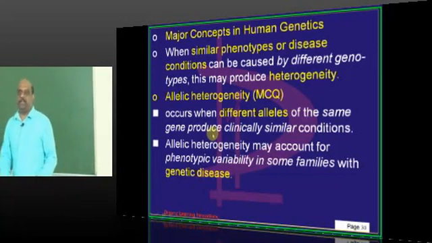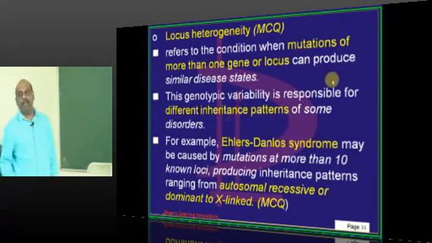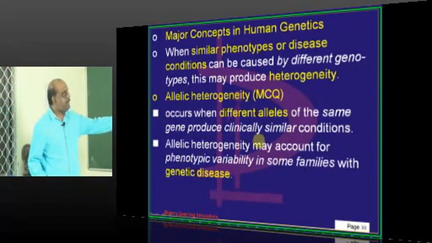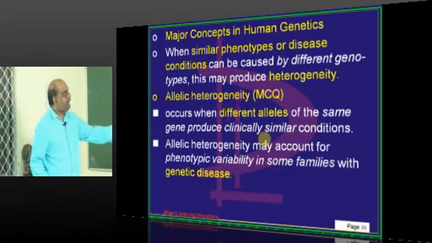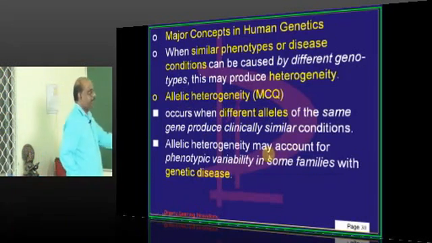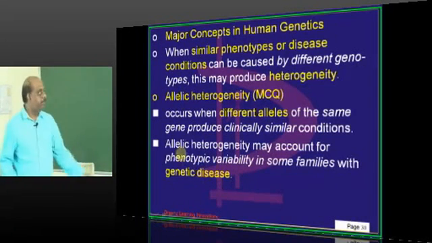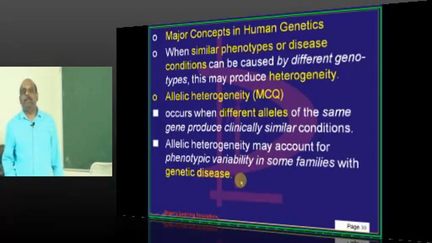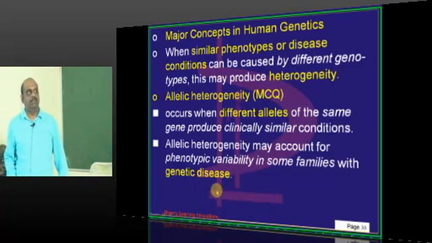There are two types of heterogeneity: allelic heterogeneity and locus heterogeneity. So what is the meaning of it? When different alleles of the same gene produce a clinically similar condition, you call it allelic heterogeneity. So, because of this allelic heterogeneity, if you take a given family, what will happen in them?